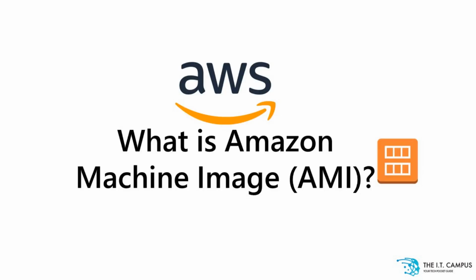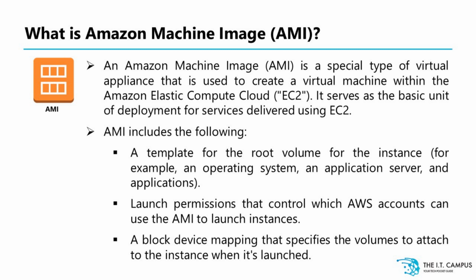Next is what an Amazon Machine Image, AMI, is. An Amazon Machine Image is a special type of virtual appliance that is used to create a virtual machine within the Amazon Elastic Compute Cloud. It serves as a basic unit of deployment for services delivered using EC2. The main component of an AMI is a read-only file system image that includes an operating system and any additional software required to deliver a service or a portion of it.